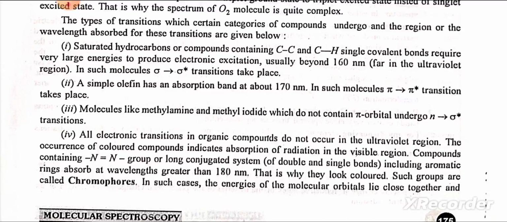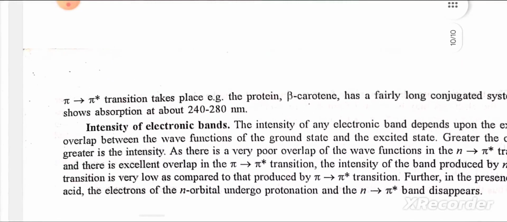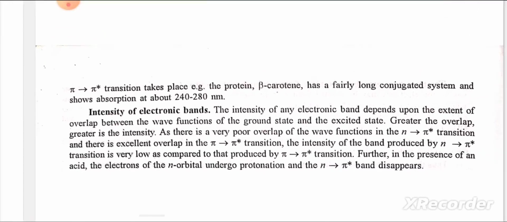All electronic transitions in organic compounds do not occur in the ultraviolet region. The occurrence of colored compounds indicates absorption of radiation in the visible region. The compounds containing a nitrogen-nitrogen double bond group or a long conjugated system of double and single bonds including aromatic rings absorb at a wavelength greater than 180 nanometer. That is why they look colored. Such groups are called chromophores. In such cases, the energies of the molecular orbitals lie close together and pi to pi star transition takes place. Example, the pigment beta carotene has a fairly long conjugated system and shows absorption at about 240 to 280 nanometer.